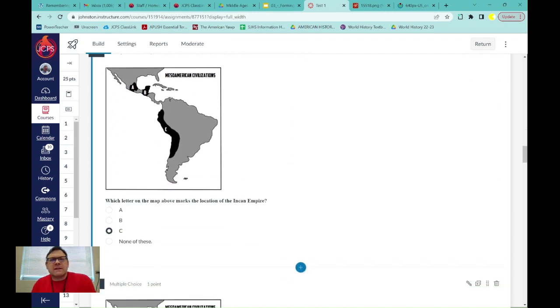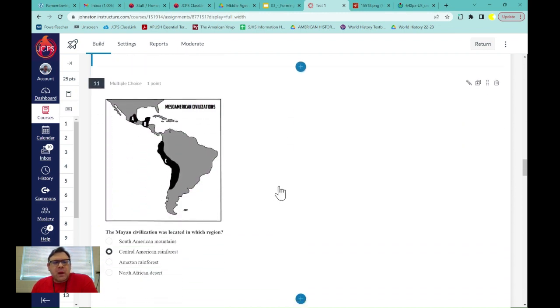You can tell I'm not spending a lot of time explaining these things because it's about providing answers. Which letter on the map above marks the location of the Incan Empire? It is C. Think of it like Inca has a C in it, as you can see right there. And C is right there. Therefore, we have Inca. It's in South America.